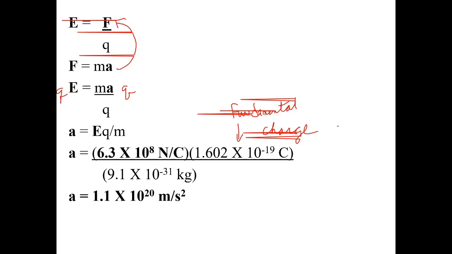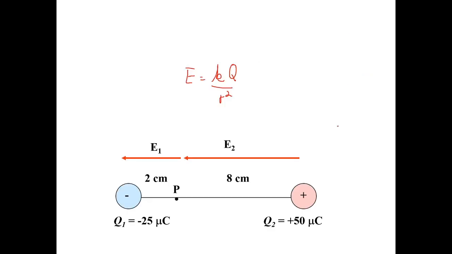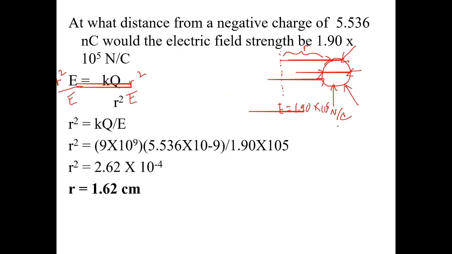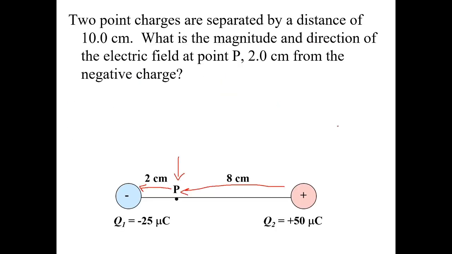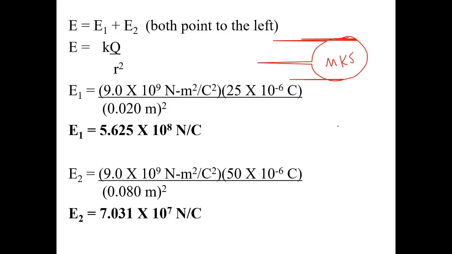So what we did today was we reviewed working with just one charge, which we did back here. Just one charge and seeing what's going on. Then we did two charges. We found the net electric field, but it was really important to consider the arrows. And then we found the acceleration on an electron.